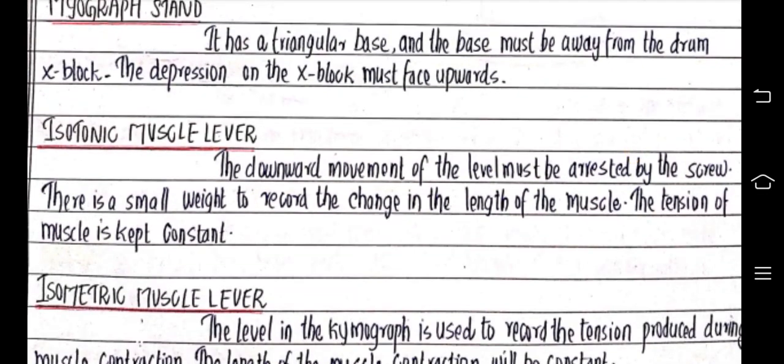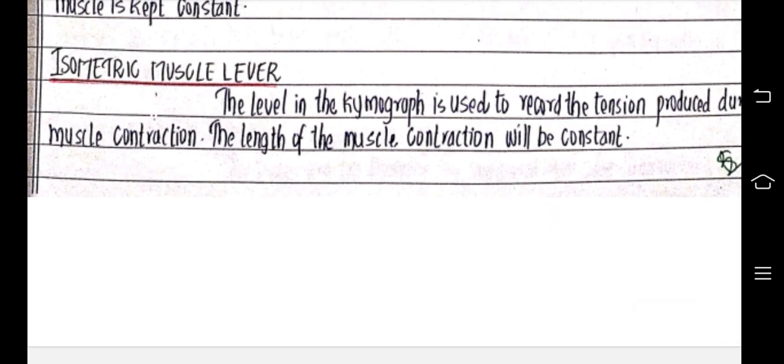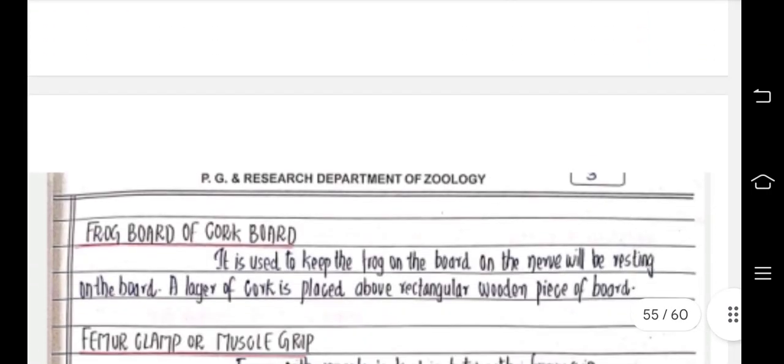An isotonic muscle lever. The downward movement of the lever must be arrested by the screw. There will be a small height to record the change in the length of the muscle. The tension of the muscle is kept constant. An isometric muscle lever. The lever in the kymograph is used to record the tension produced during muscle contraction. The length of the muscle will be constant.